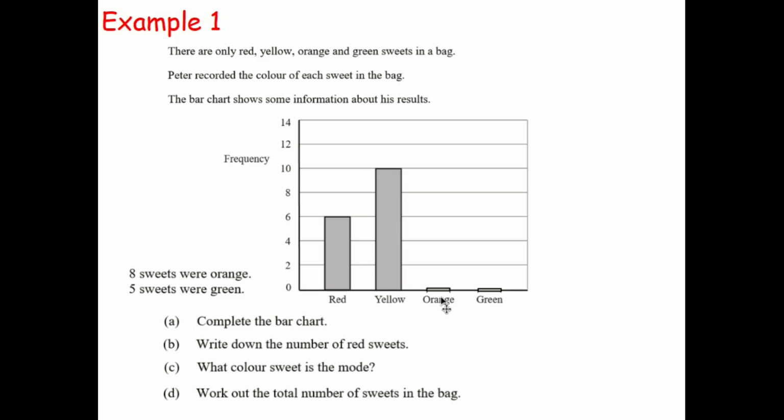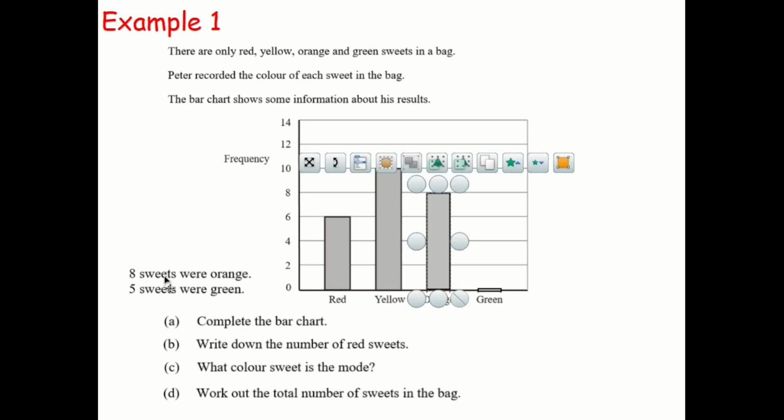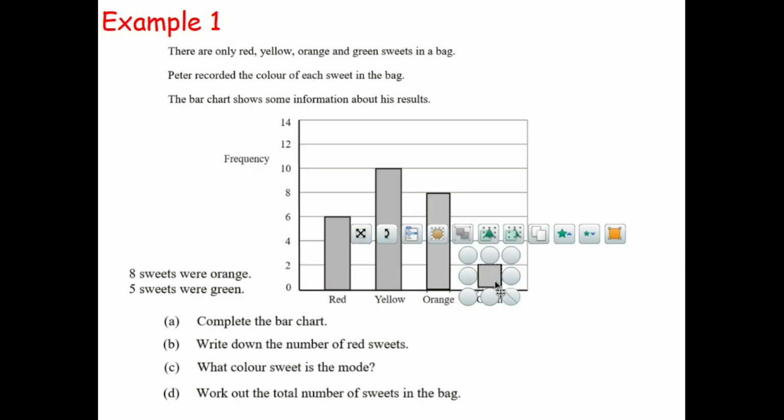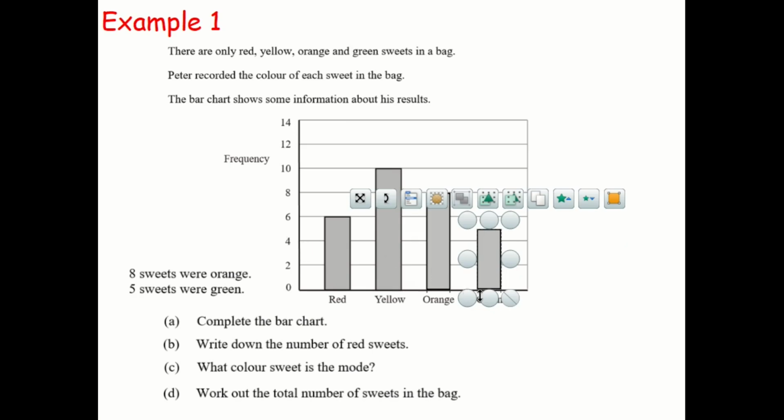So I'm going to come along to here, and using a ruler and pencil, like you should on paper whenever you're drawing diagrams, you then draw that bar. Okay, so that bar is now going up to 8, because that's what I'm told in the question here. So the orange, there were 8 orange sweets. 5 green sweets. So I know that I need to go halfway, I think, between my scale here, halfway between 4 and 6, because obviously I've got 5 green sweets. So there is my bar for green. So I've done that.